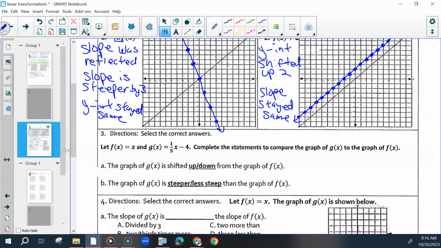Right. Number 3, if the graph of g of x, or this function, is it shifted up or down compared to the original? Down. How do we know that? Because of the -4. And then is this steeper or less steep? Less steep. How do we know that? Because it's a fraction and the numerator is less than the denominator.